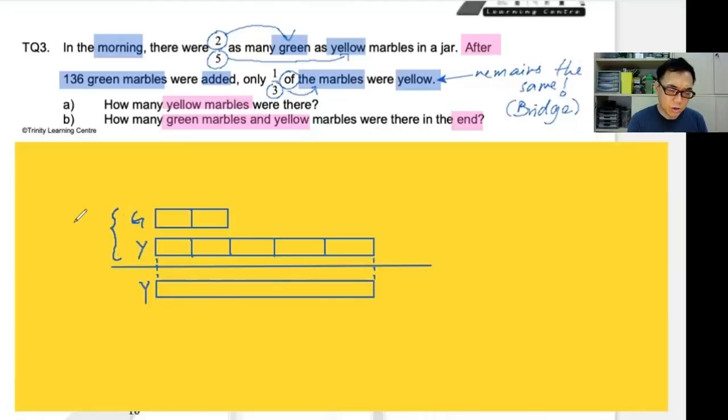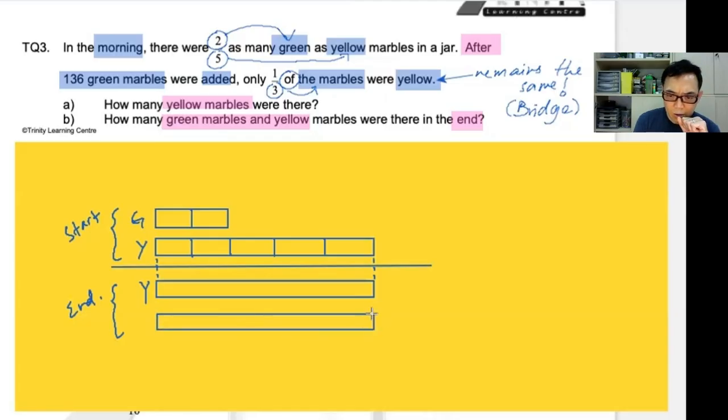Now, this model here represents the start. Of course, that means the model below represents the end. In the end, only 1/3 of the marbles were yellow. So if 1/3 of the marbles were yellow, the other 2/3 are not yellow, they are green. And if this represents 1/3, then the green would be 2/3. This is the model to draw for the new number of green marbles.